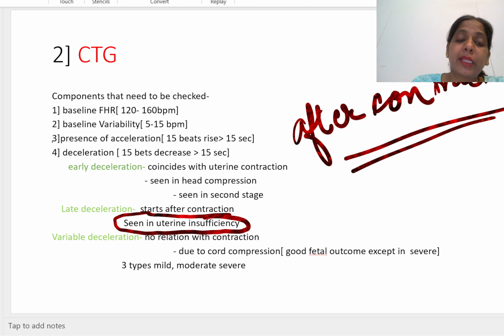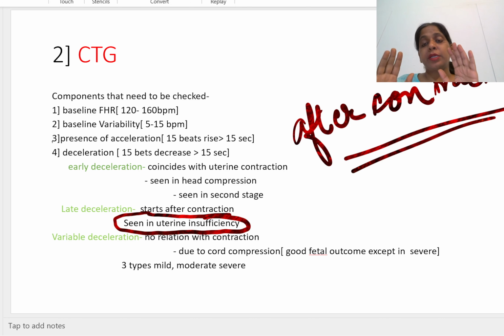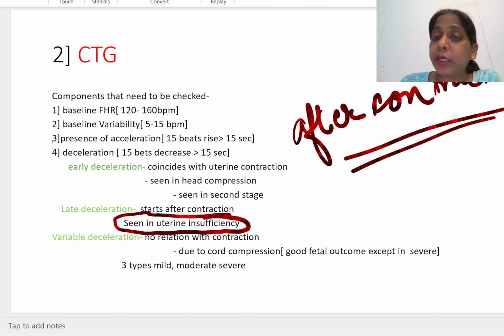Okay, the last deceleration is the variable deceleration. This deceleration has no relation with the contraction. It does not come with the contraction and it does not come after the contraction. It has no relation with the contraction. That is how its name is variable deceleration. It is seen in cord compression. Okay, these three you have to remember.